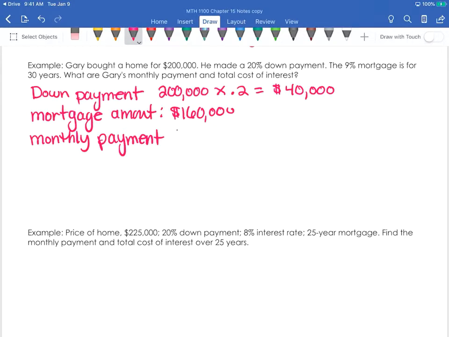So to find your monthly payment, what you're going to do is you're going to take the mortgage amount, which is $160,000, and divide it by 1,000. That will tell me how many 1,000s are in 160,000. And then I'm going to multiply that by my table value.